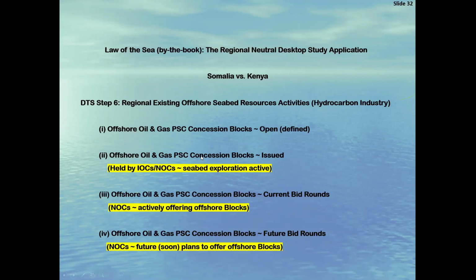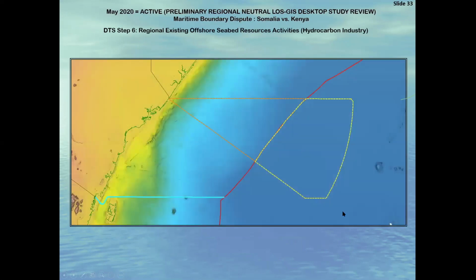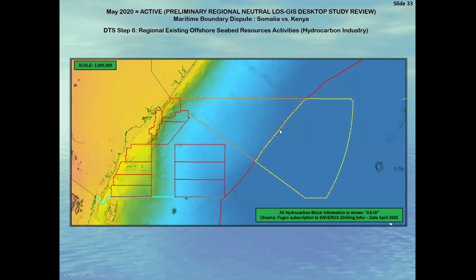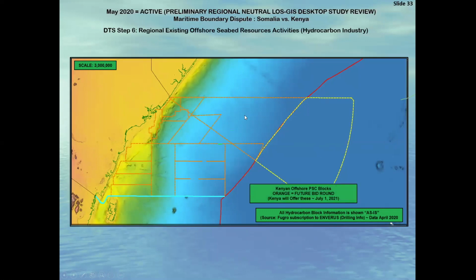And keeping in mind, all these blocks I'm going to mention to you are coming from a third-party product called Drilling Info. Again, just a disclaimer, these are as is, these are shown, but they are from April 2020. The orange area is the OCA ECS, and the yellow area is the EEZ, and this is the ECS. These red blocks, Kenya has issued them, but they're all open. So they're out there, but they're not held by IOCs. These 3 green ones and these 3 green ones in the OCA are issued to international oil corporations who hold the right to explore.